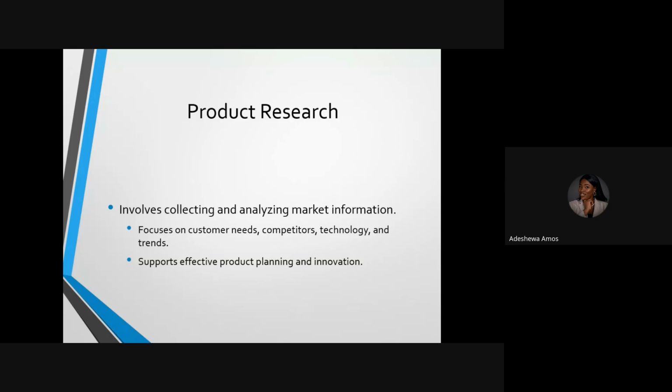And product research focuses on customer needs, competitors, technology, and trends. How do they focus on customer needs? They want to ensure that they are able to satisfy their customer needs. So they want to know if what they are giving their customer is okay, if their customers are pleased with it. So that's why they end up doing what we call product research.